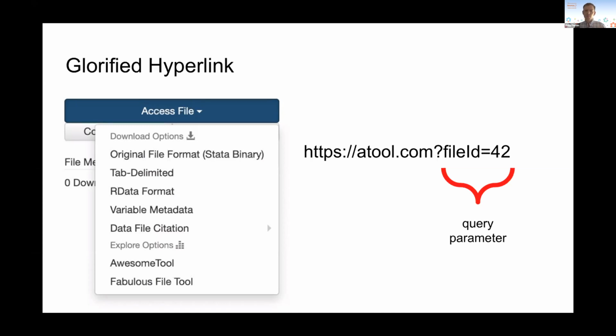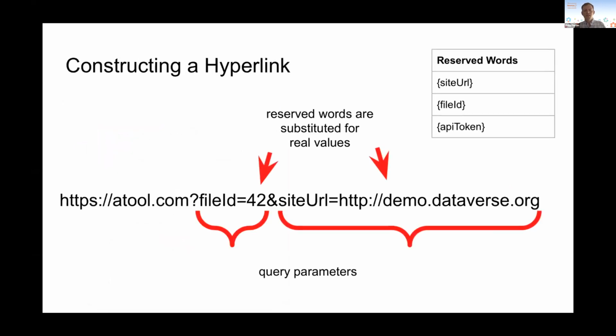And on the right, what we're seeing is just a normal URL. And in some ways, I think of an external tool as a glorified hyperlink, at least from the Dataverse perspective, because what we're really trying to do is construct that URL. And this is a very simple example. We just have tool.com and then question mark, fileID equals 42. That's called a query parameter. And that's not a Dataverse thing. That's just the way the web works. But that's a lot about what external tools are about when it comes down to it. So again, we're constructing hyperlinks inside Dataverse to point to your tools.